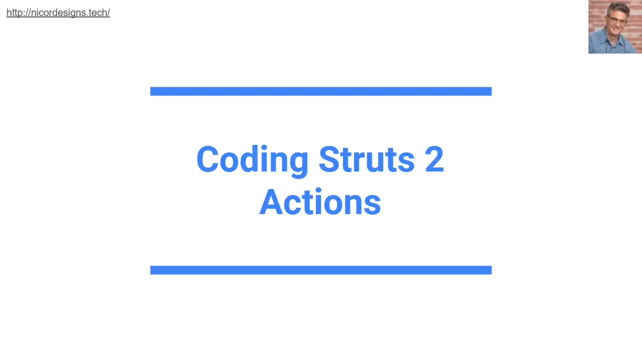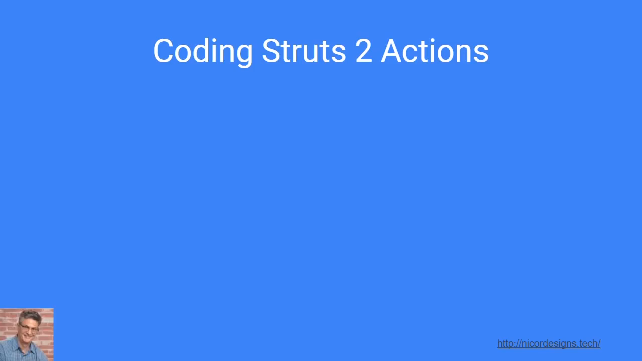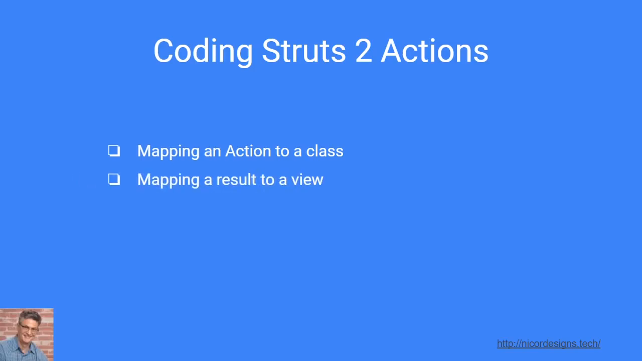In this tutorial, we will review the traditional Hello World action that we wrote in one of our previous tutorials. Coding the Struts2 action involves several parts: mapping an action to a class, mapping a result to a view, and writing the controller logic in the action class. In the previous tutorials, we covered how to configure Struts to map a URL such as hello.action to an action class to run the execute method in the Hello World action class.